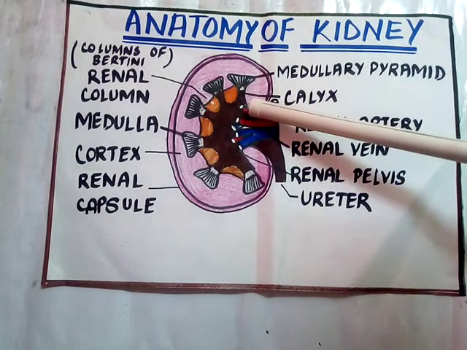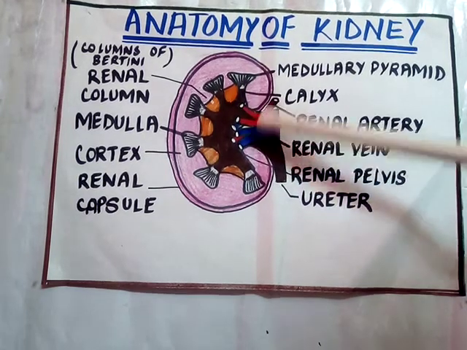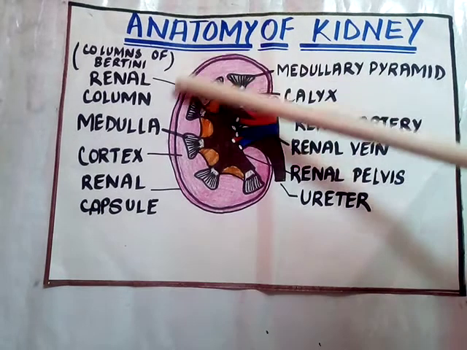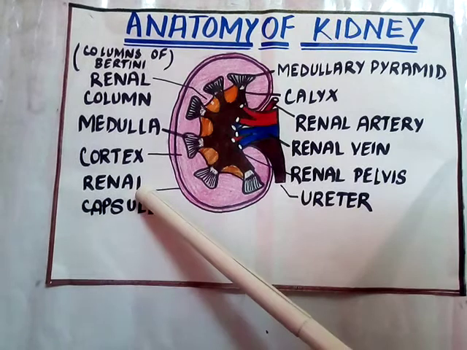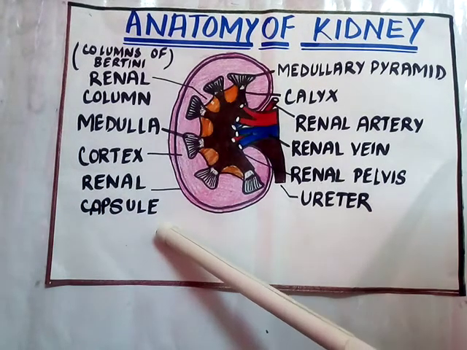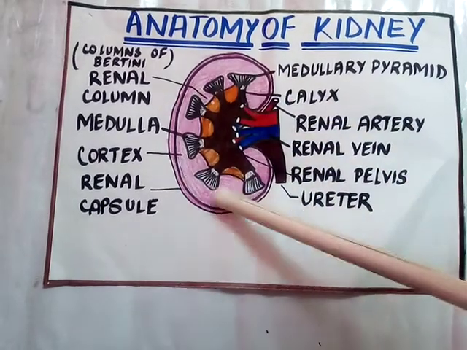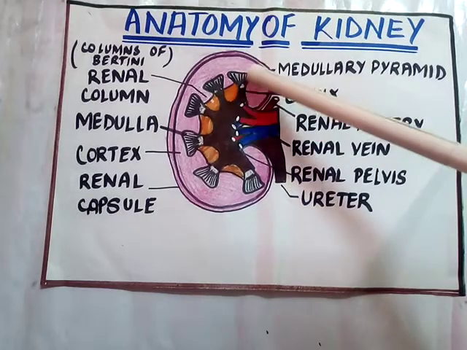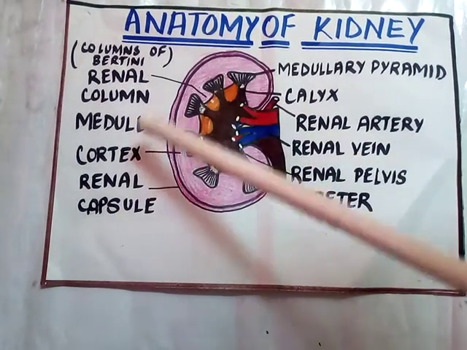Towards the center of the inner concave surface of the kidney, the hilum is present, through which ureters and blood vessels enter. The outer layer of the kidney is made up of a tough capsule known as the renal capsule. Inside the kidneys there are two zones: the outer zone, known as the cortex, and the inner zone, known as the medulla.